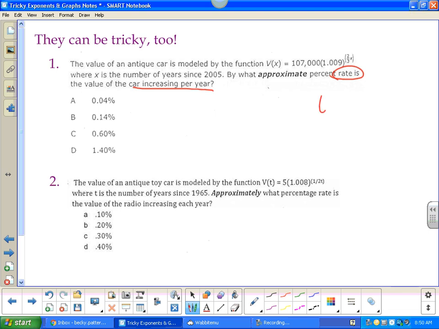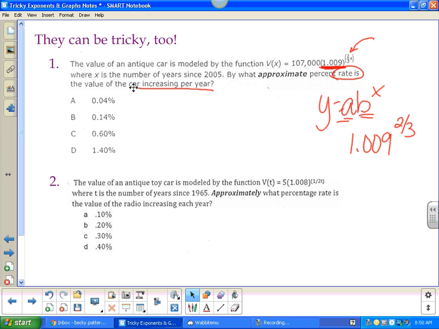Well, normally this is where, remember, this is the starting value, and this is what it's increasing or decreasing by. So normally we look right here. What's tricky about this is that they have put a number, and in this case it's a fraction, in the power. What that does is that affects this value. So I can't just look here. What I have to do is actually do 1.009 to the 2/3, figure out what that is, and then decide what my car is increasing by.